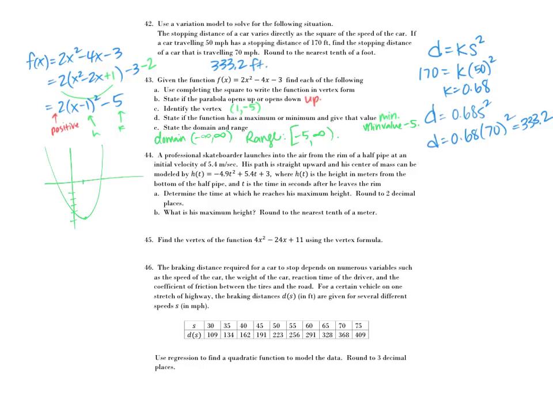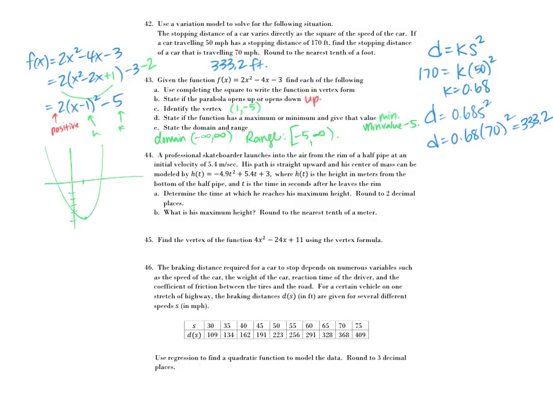A professional skateboarder launches into the air at an initial velocity of 5.4 meters per second. His path, his center of mass, can be modeled by that. Determine the time at which he reaches his maximum height. Okay, so I was just going to do this on my calculator here. So negative 4.9x squared plus 5.4x plus 3. Okay, we'll graph that.